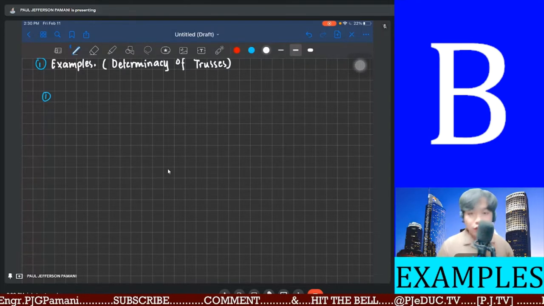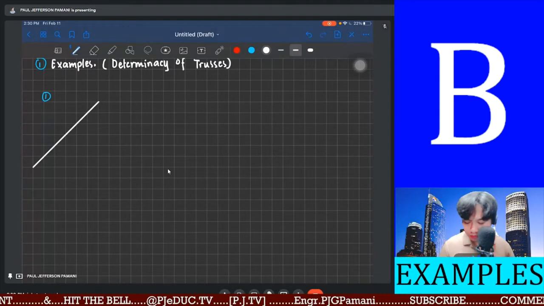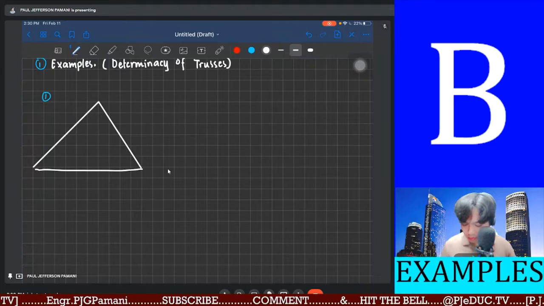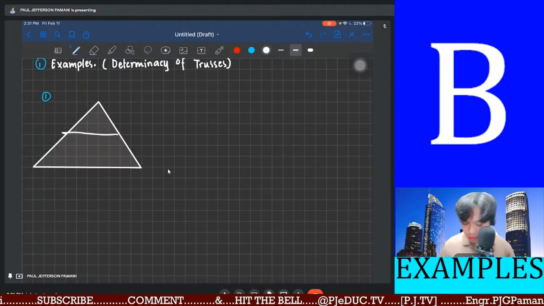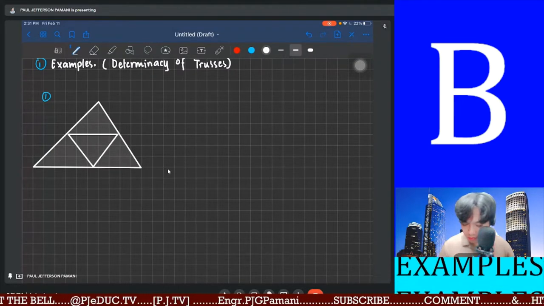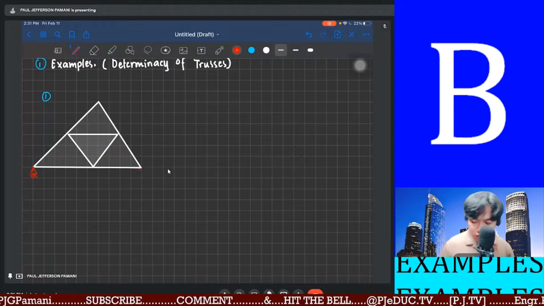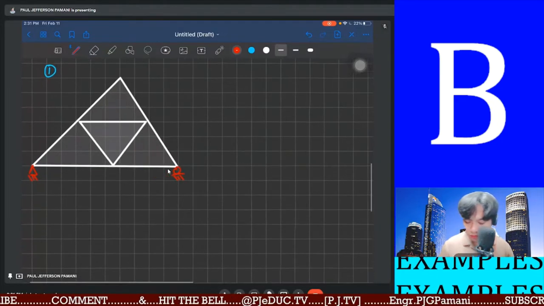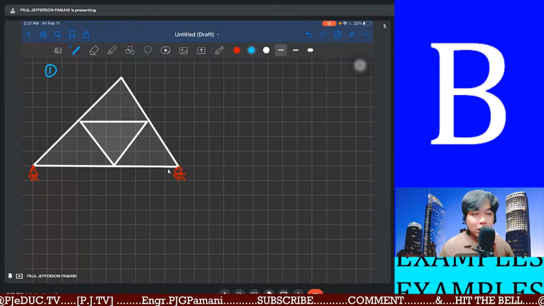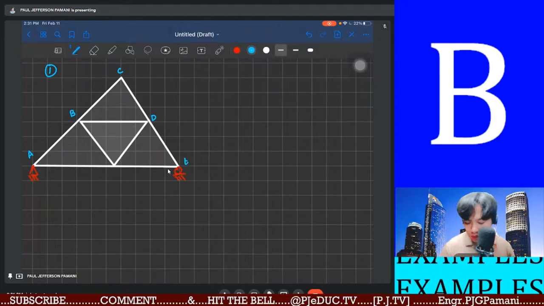given truss. So, for instance, if I have this kind of truss system, having a hinge support at this joint and a roller support at this joint. First, you need to do is, of course, to plot off the joints that you can identify within the given truss system. So, ilang joints yan? We have A, B, C, D, E, and F.